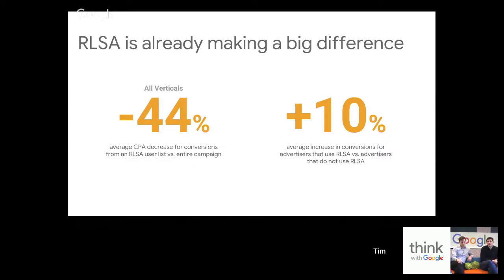In terms of the numbers that we've seen, minus 44%, and that's one to remember, is the average CPA decrease for conversions from an RLSA user list versus an entire campaign. Especially with the new AdWords interface, we can definitely see all these figures well combined in your audiences tab. So you can compare the impact that audience is having versus the rest of the search campaigns. And then plus 10% is the average increase in conversions for advertisers that use RLSAs versus advertisers that do not use RLSA. Essentially, those plus 10% can be attributed to the fact that those advertisers who do use RLSA are really putting in that effort to pay attention to their returning users and show them that support and that kind of love, if we can say, to make them come back.